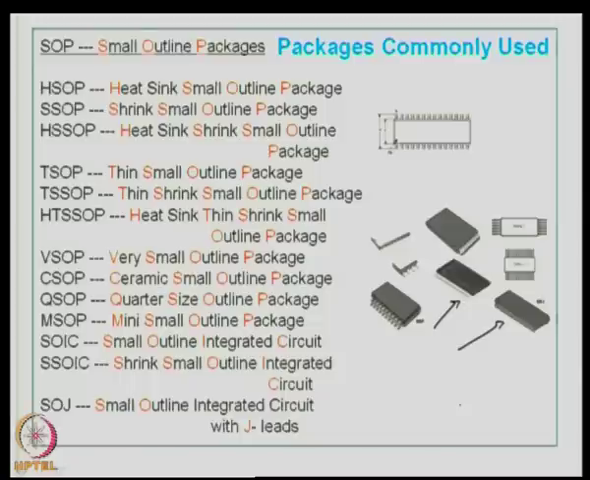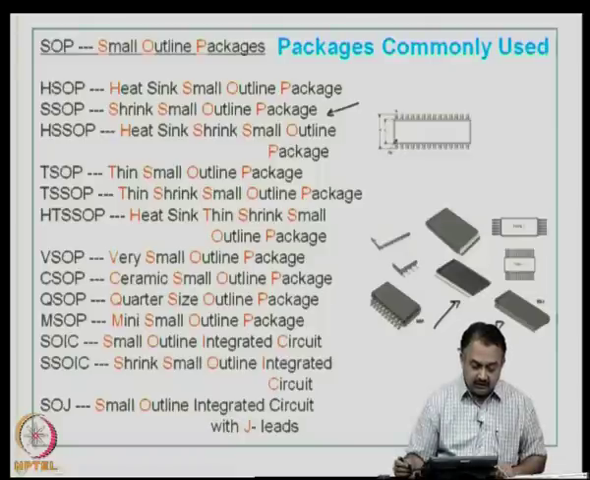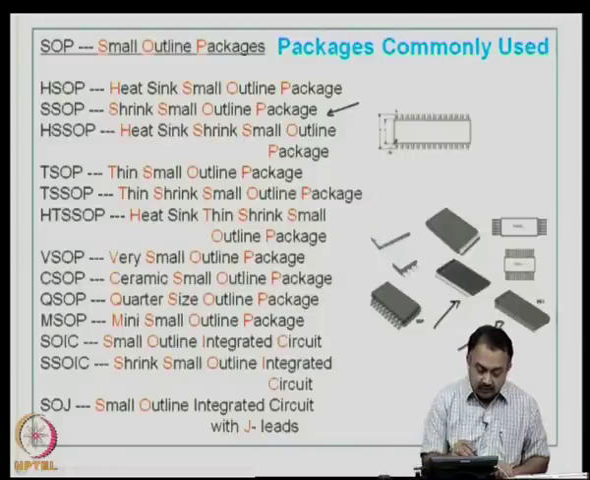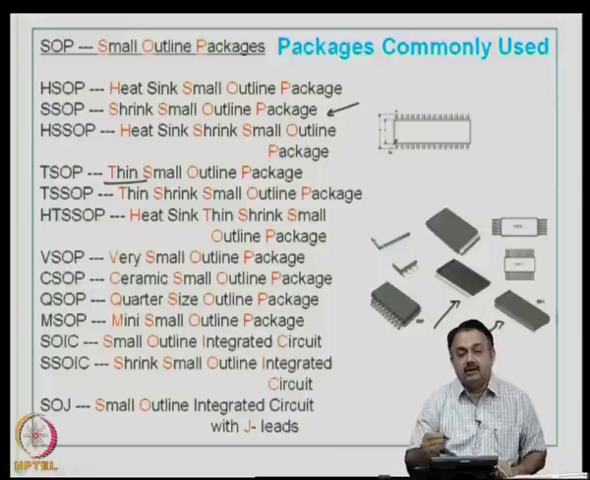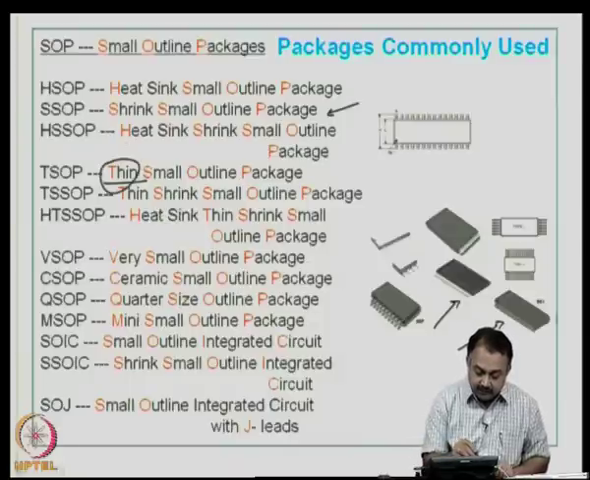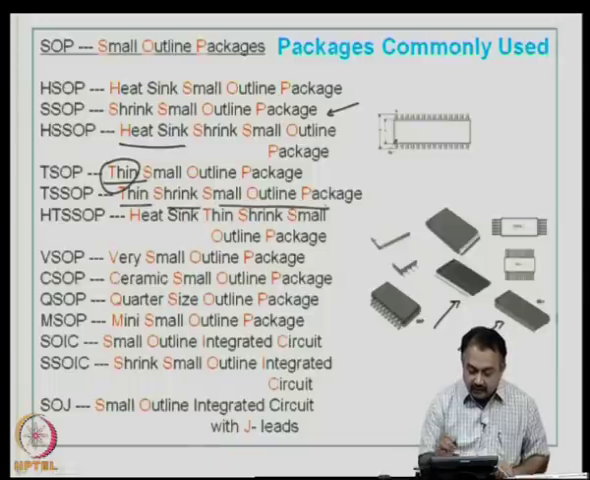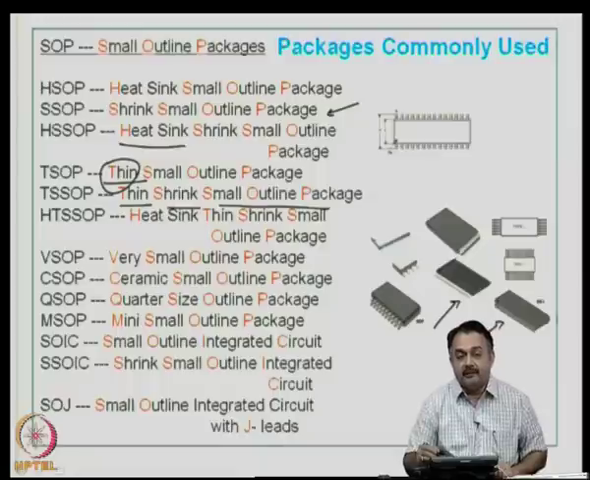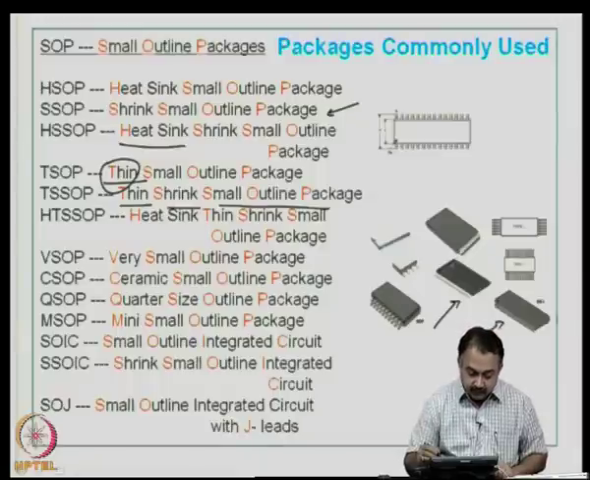So, HSOP would mean heat sink small outline package. SSOP is shrink small outline package, again indicating the thickness. Then you have HSSOP, heat sink shrink small outline package, thin small outline package. So, we need to look at the data sheet from the company to really understand how thin it is, okay, what type of heat sink material is being used, and when you say thin and shrink and small outline, so definitely this must be a high density package.